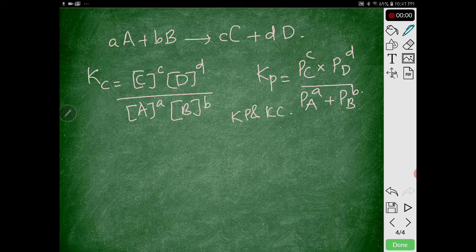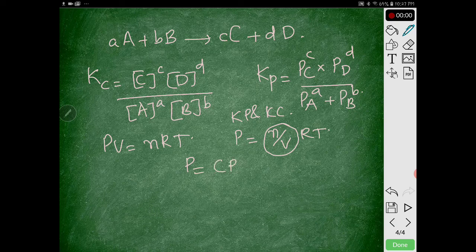So I'll give you a small idea of how the partial pressure and concentration are connected. We know that PV is equal to nRT. This is the universal gas equation. So you can write P is equal to n by V into RT. What is molarity? Just now we were discussing: molarity is the number of moles divided by volume expressed in liters. So you can always write P is equal to CRT. The C is nothing but the concentration.